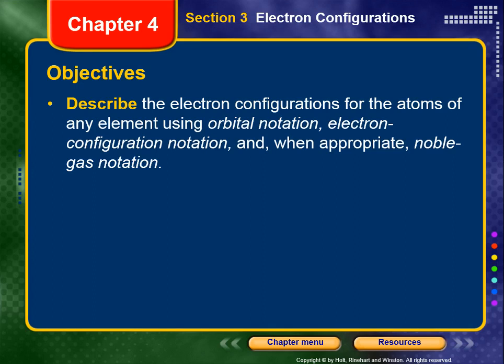By the end of this video, I want you to be able to describe the electron configurations for the atoms of any element using orbital notation, electron configuration notation, and, when appropriate, noble gas notation.